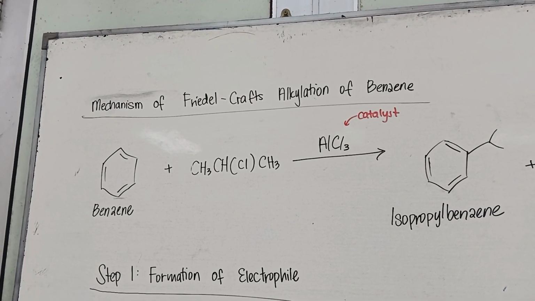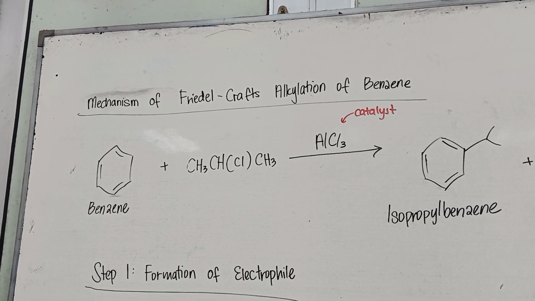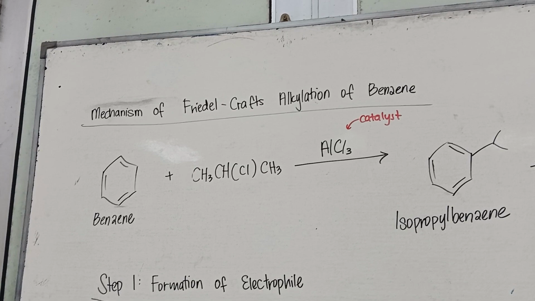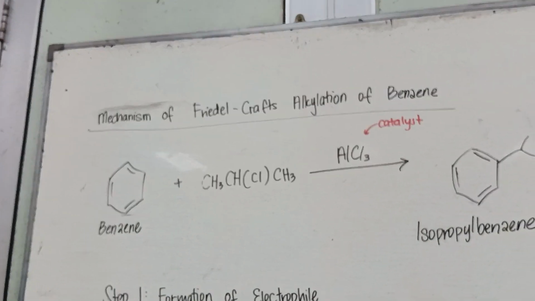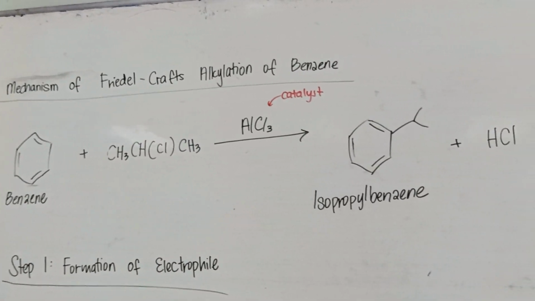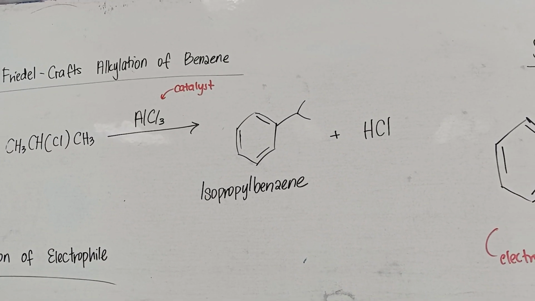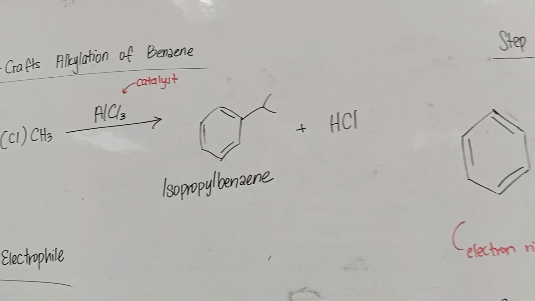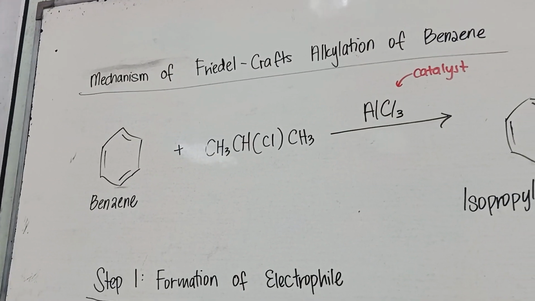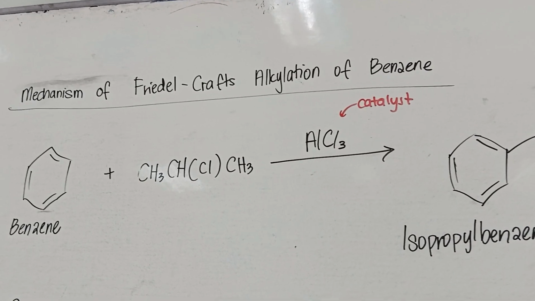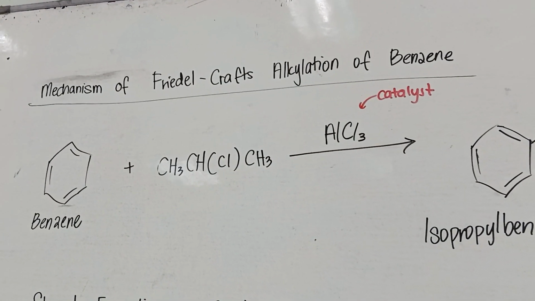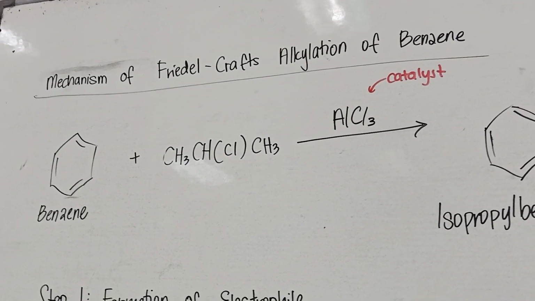Today we're going to look at the mechanism of Friedel-Crafts alkylation of benzene. This will involve benzene with a haloalkane to produce isopropylbenzene with HCl. Alright, now don't worry, the mechanism is literally the same as any other mechanism from benzene. Just the first step is a little different.